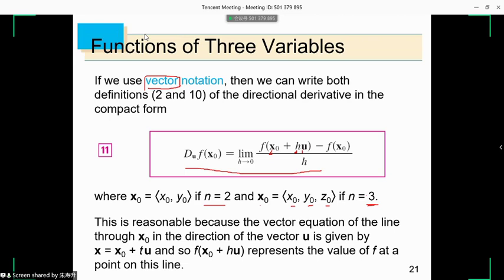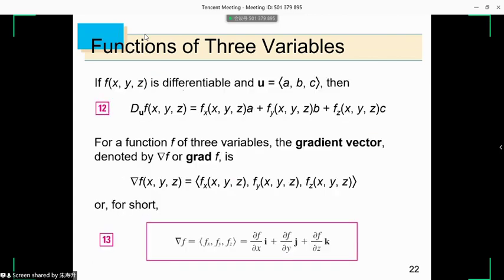Here is a somewhat different form. If f is differentiable, and u equals this one, then the directional derivative of f will equal fx multiplied by a, plus fy multiplied by b, plus fz multiplied by c. The gradient vector is denoted by this, and equals (fx, fy, fz). So for short, we can write it like this. This is the gradient for three variables.